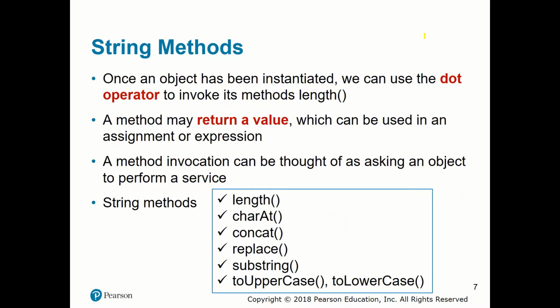Once an object has been instantiated, we can use the dot operator to invoke its methods, like length. We have already seen this. A method may return a value which can be used in an assignment or expression. A method invocation can be thought of as asking an object to perform a service. Here I'll introduce several useful string methods: length, which we have seen already, charAt, concat, replace, substring, toUpperCase, toLowerCase. So we will see these methods one by one.